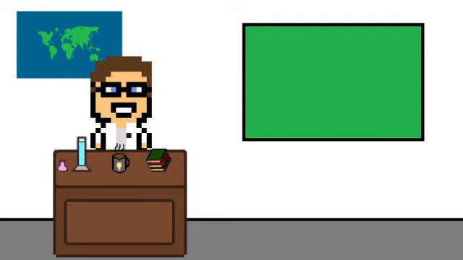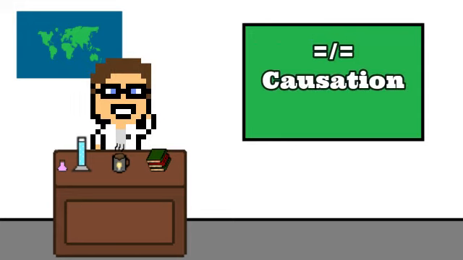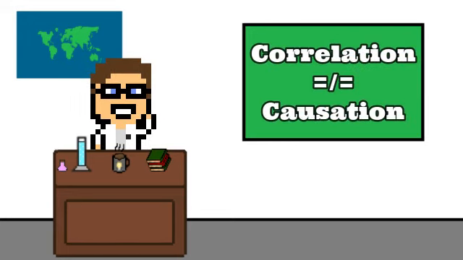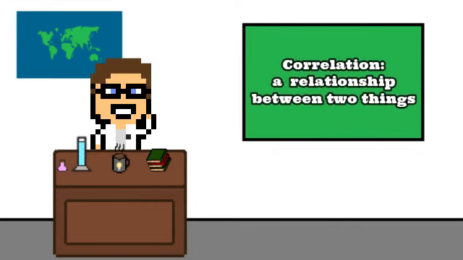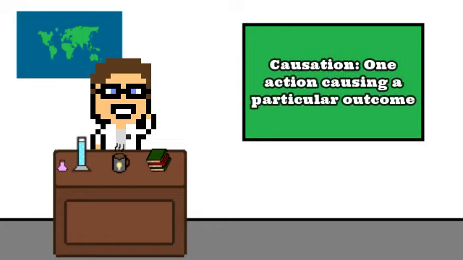Alright, so there's some basic vocabulary for your scientific arsenal. Now, how about some scientific concepts to make your experiments more rigorous and to help prevent errors? You may have heard the statement that correlation doesn't necessarily equal causation. Correlation is defined as a relationship between two things, while causation is defined as one action causing a particular outcome.